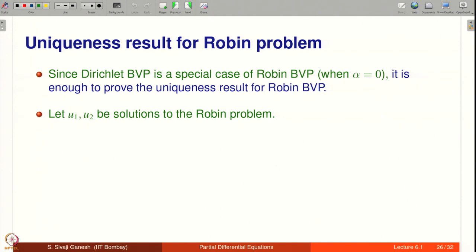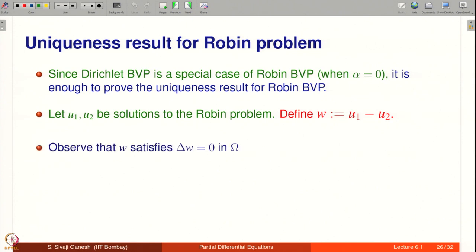So, assume that u1 and u2 are solutions to the Robin problem. The uniqueness proofs always proceed like this. You take the difference of u1 and u2 and show that that is 0. So, therefore, you define a w which is u1 minus u2. We want to show that w is 0.